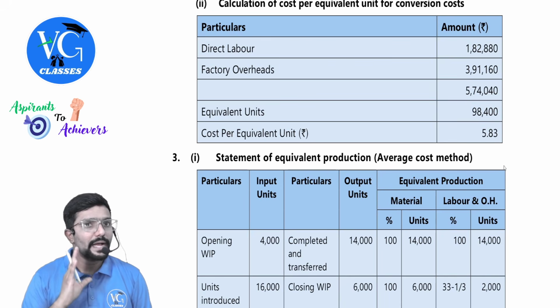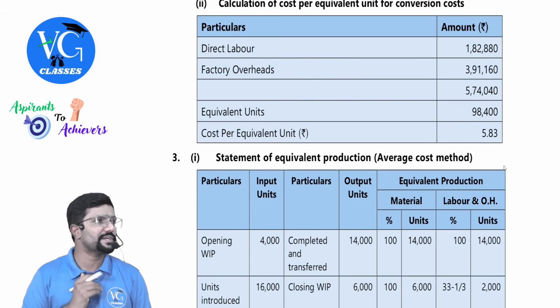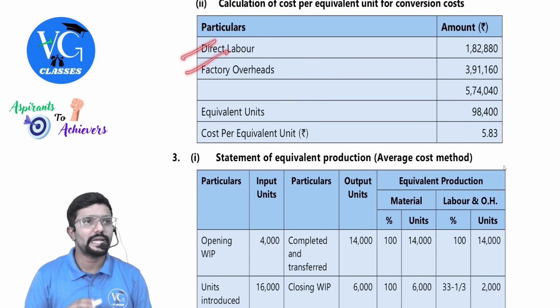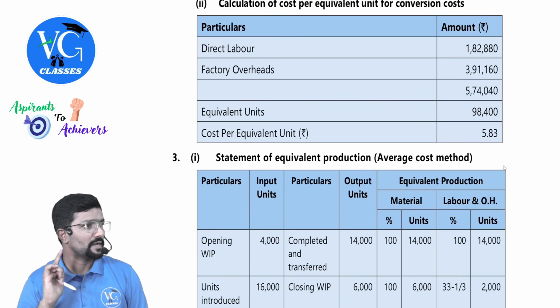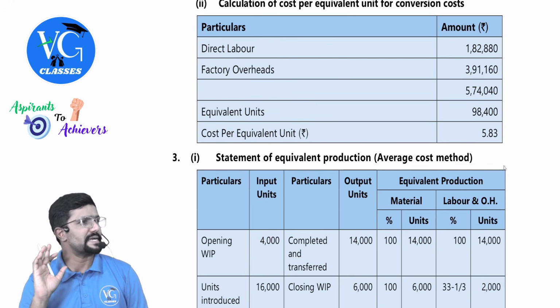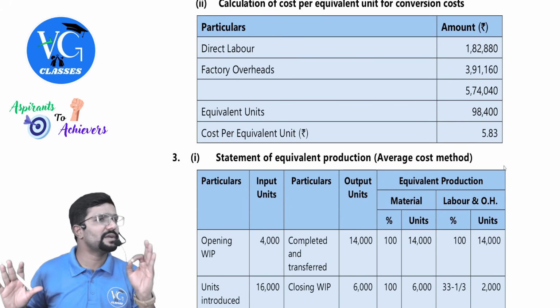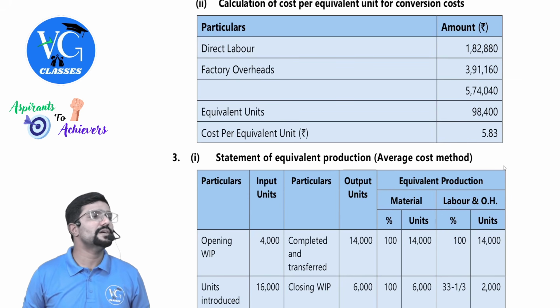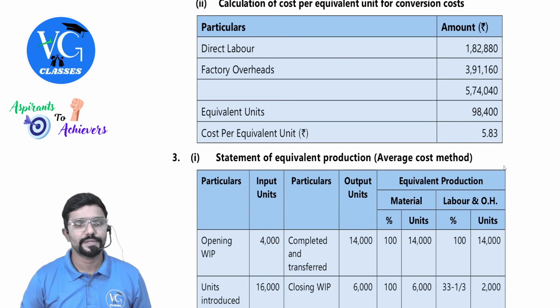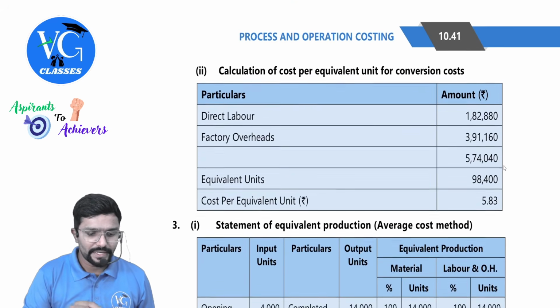And I repeat again, guys. When we are doing a question on statement of evaluation and all, when cost is given separately, better do it individually. That is cost per equivalent unit of labor and factory overhead separately. But here, as they have specifically asked for conversion cost per equivalent unit, they have done it that way. That's all with respect to the second question.